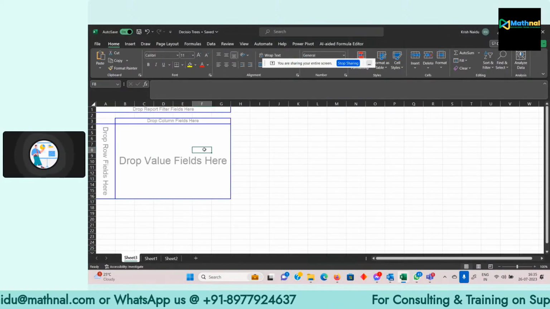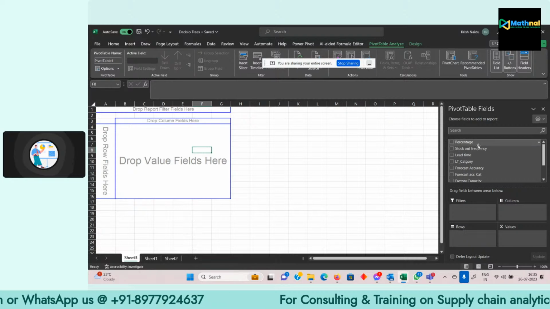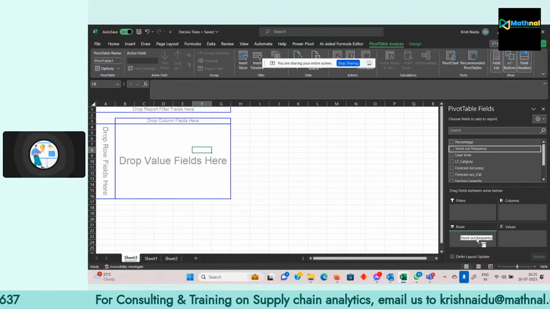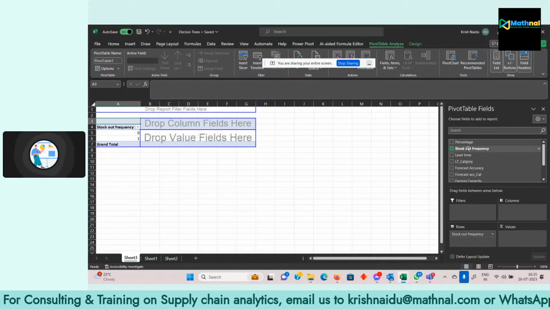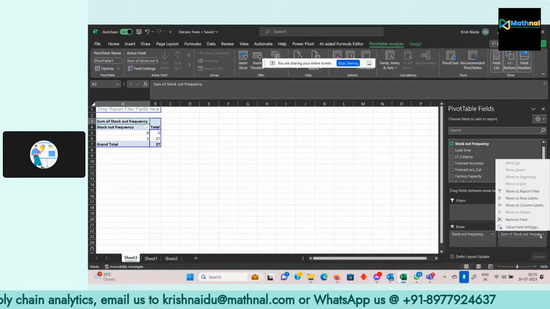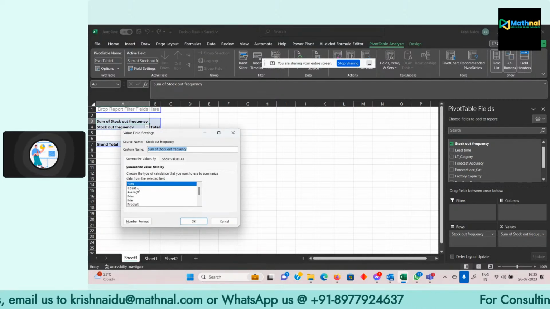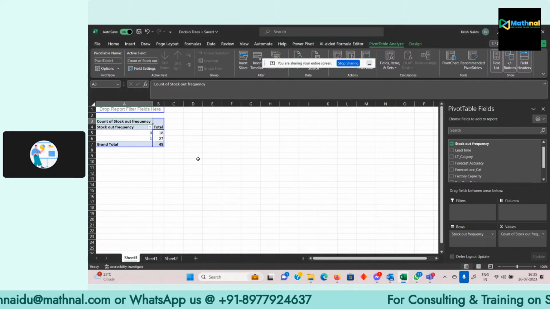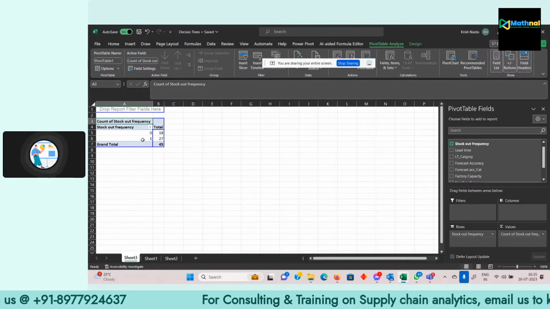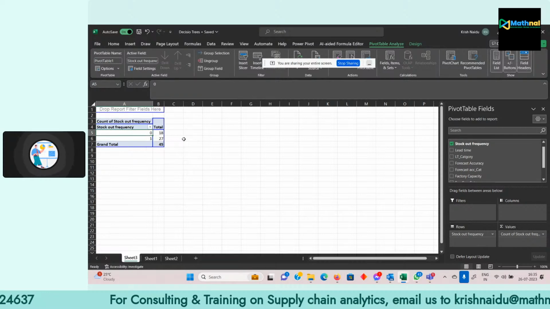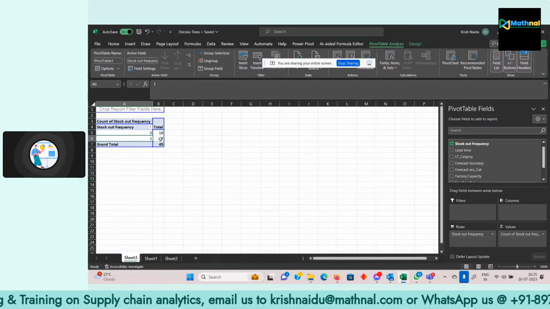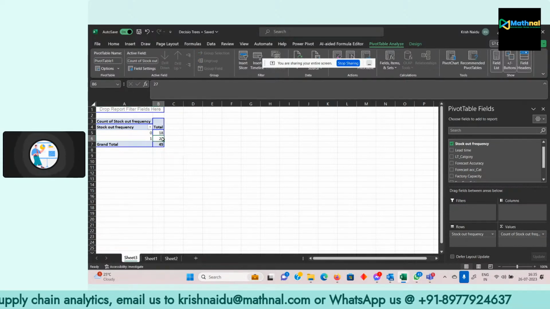So let us make our data set. I'm going to take my stockout frequency, put that here, and also put this into values. I'm going to convert this into count. Now if you look at this data set, what we see is the count of zero, which means stockout, is 18, and the count of one, which is 27, means no stockout, right?